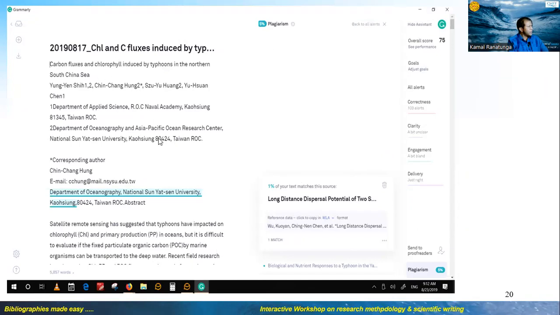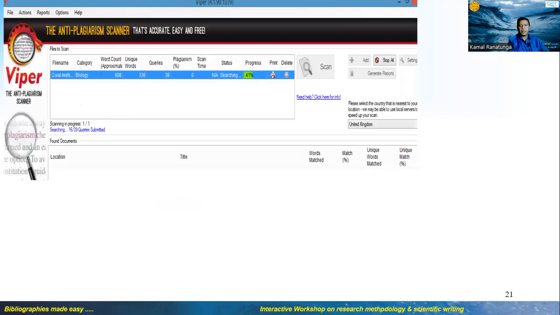This is a Grammarly example. I have used this for Grammarly, and that also gives the overall score. Actually, this is the other way around. The 70% is not the percentage, but it will also highlight which sentences or which paragraphs have been taken and where they are from, right?